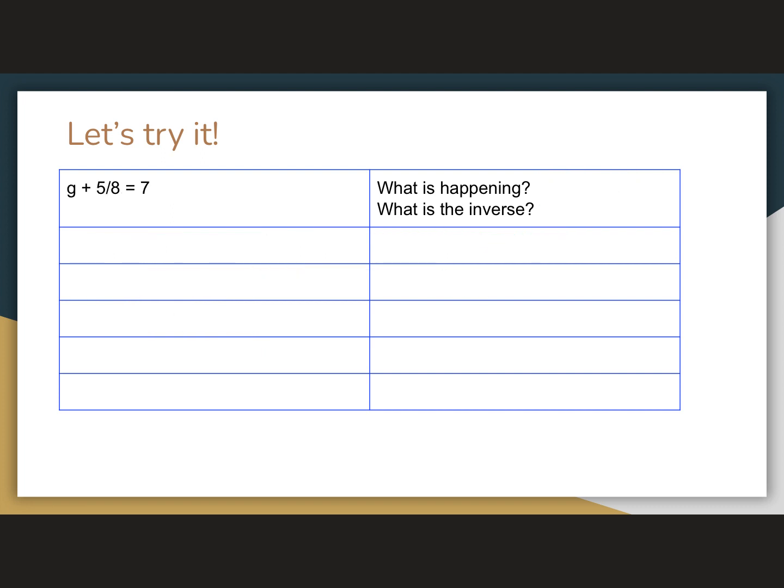One last problem. And actually pause this and see if you can do this by yourself. What is happening in this equation? I'm adding 5/8. The opposite of adding 5/8 is just going to be to subtract 5/8. So I have g plus 5/8 minus 5/8 equals 7 minus 5/8. And this is my subtraction property of equality. And I'm just subtracting 5/8.